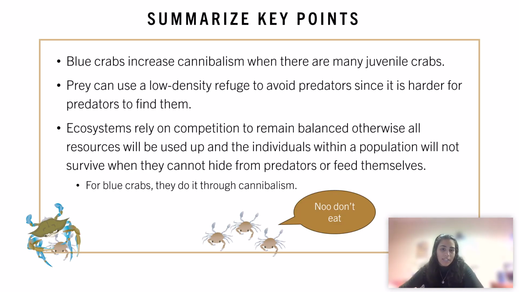Now that the simulation is over, it's important to summarize the key points, and you can find this in the PowerPoint that will be provided. Essentially, we want to make sure that students understand that blue crabs can increase cannibalism when there are more juvenile crabs around. Prey use low-density refuge to avoid predators since it's harder for predators to find them. And lastly, ecosystems rely on competition to remain balanced.